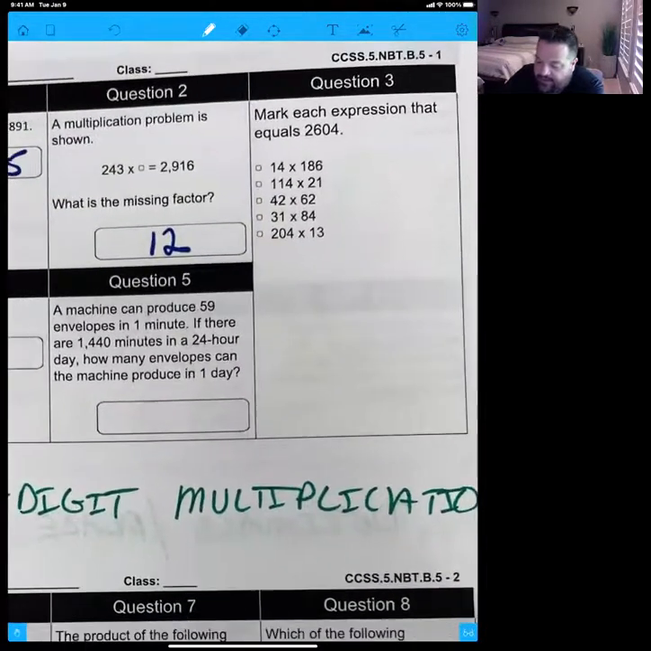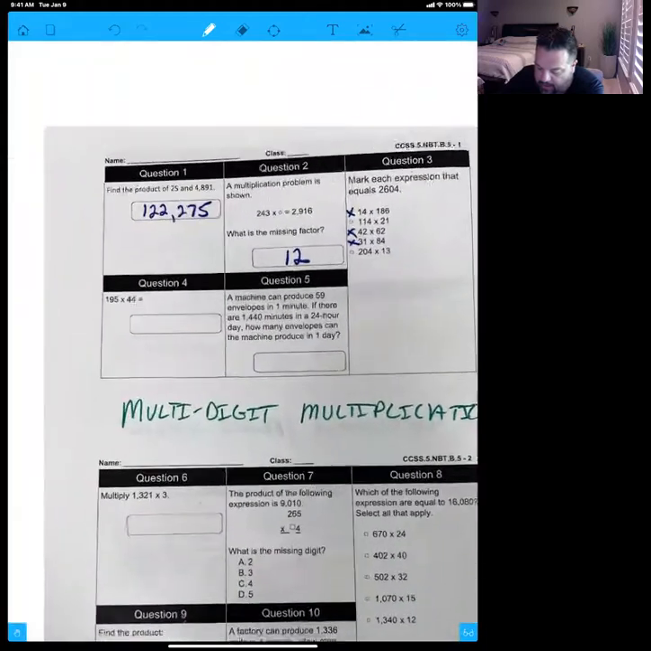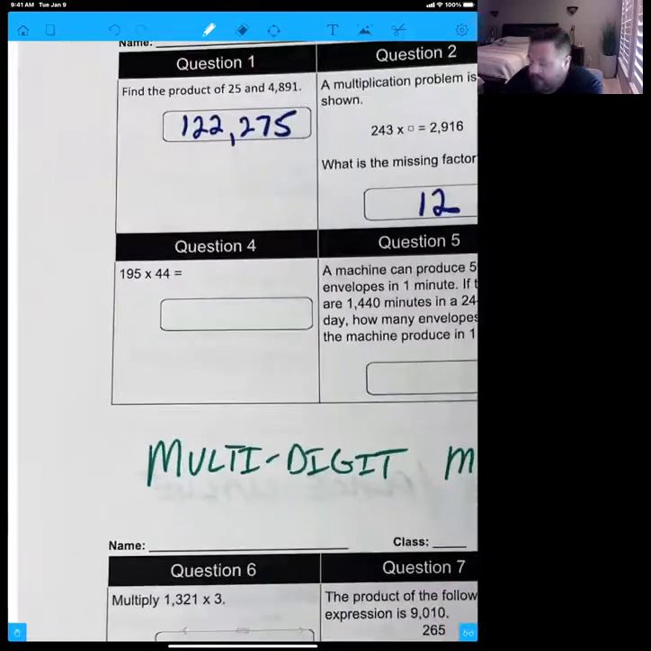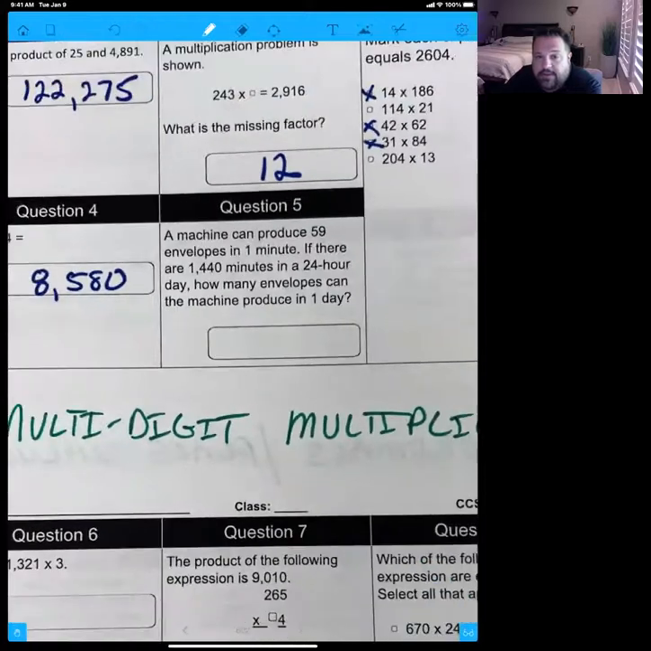Take a look and do number 3. Number 3, there's no easy way out. You've just got to test them all and pick the ones. You should have got these 3. Go ahead and pause the video and do number 4. You should have gotten 8,580. Go ahead and do number 5. The answer to number 5 is 84,960.